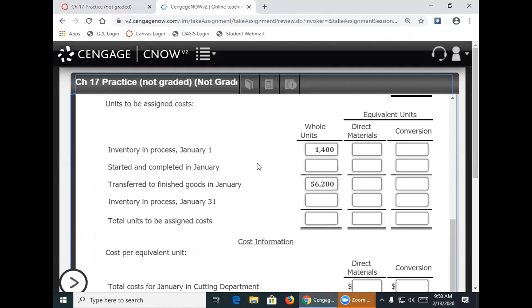Yeah, we just subtract. Very good. We're going to take transferred to finished goods minus beginning inventory. Okay. So that would be what? 54,800.